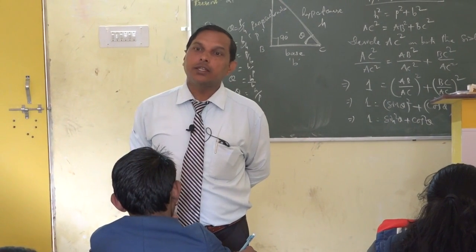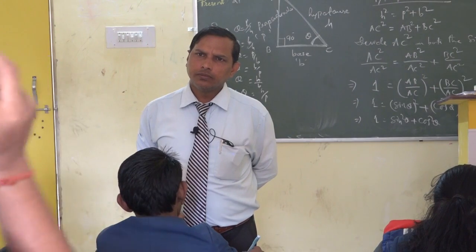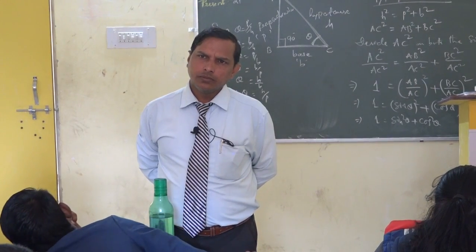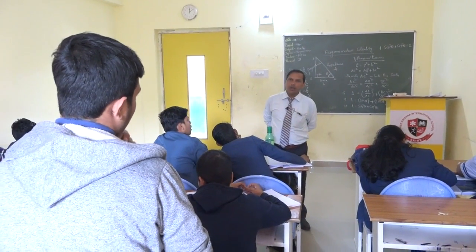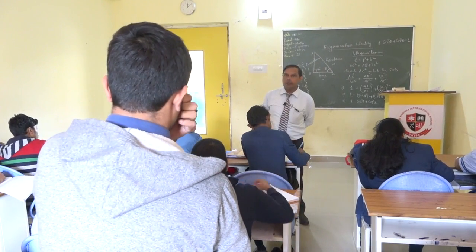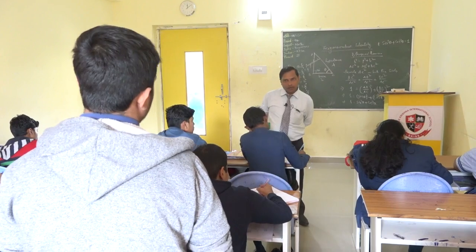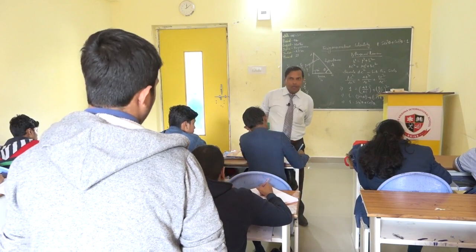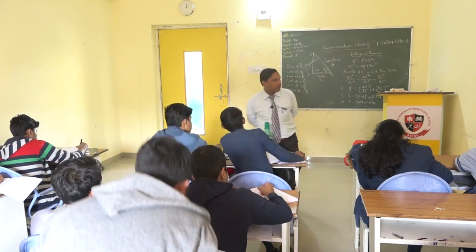If you are asking, yes? Actually, I'm having doubts why we just divided by AC on both the sides? You know that if we divide by a number on both the sides, then there is no change in the equation. We are dividing by AC for getting the values of the identities. Got it clear? Okay, sit down.